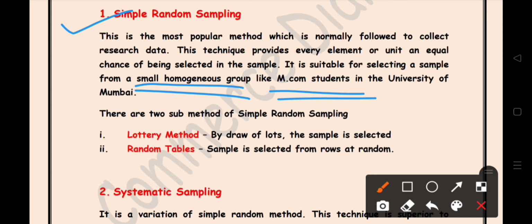Then next, this simple random sampling is further classified into two subparts. The first is the lottery method, by draws of lots, the simple sample is selected. The next is random tables, that is, the sample is selected from the rows at random.